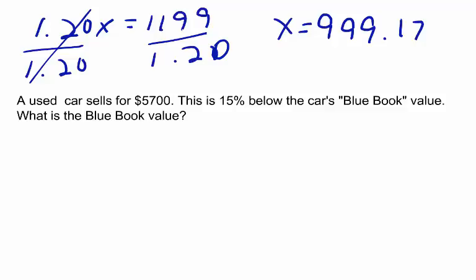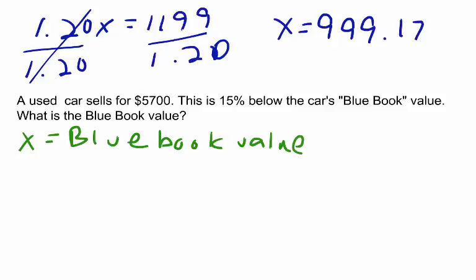Now, since $5,700 is 15% below the Blue Book value, we know that we're looking for a dollar amount that is higher than $5,700. So, we'll let x equal that Blue Book value, which we're trying to find, and our final cost is $5,700. So since it is $5,700, let's set our equation equal to that amount.